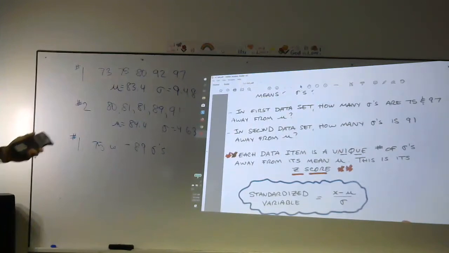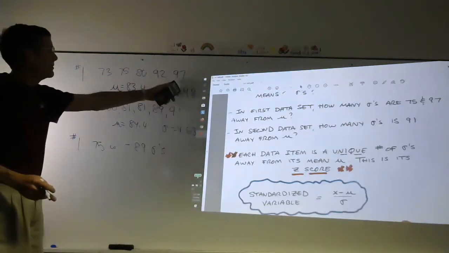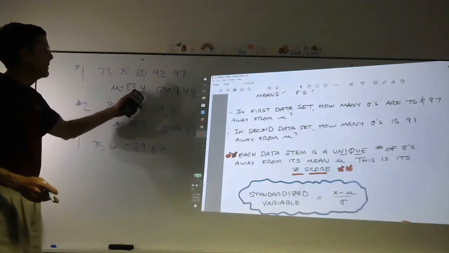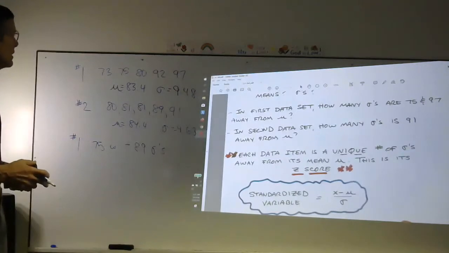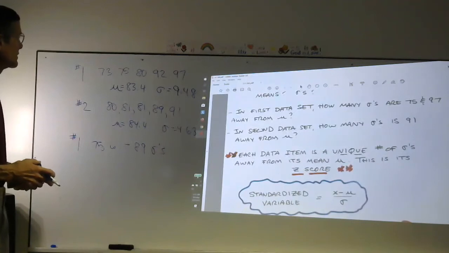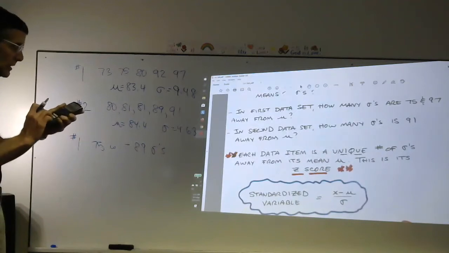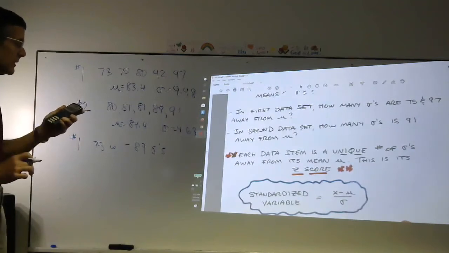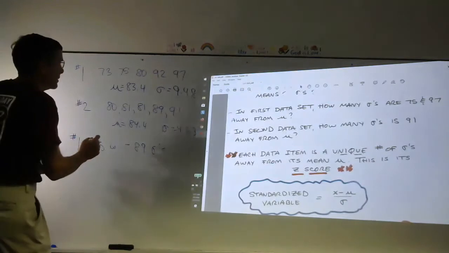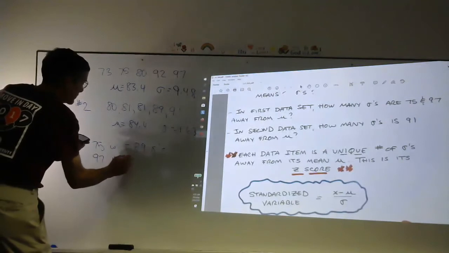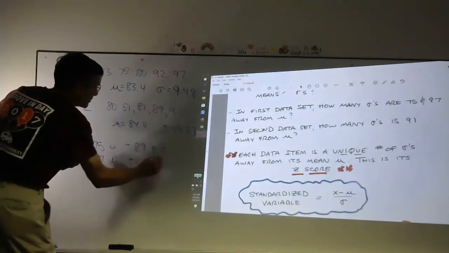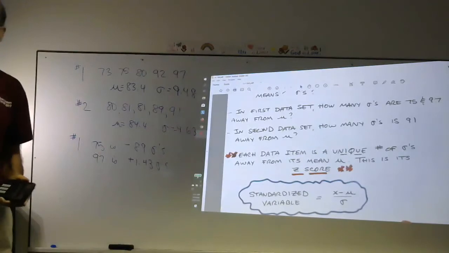How about 97? How many standard deviations is 97 away from this mean? We can do the same thing. You can subtract. If it was just 83, that'd be a difference of 14, so it must be 13.6. So 13.6 divided by 9.48 is 1.43. So 97 is a positive 1.43 standard deviations away from the mean.